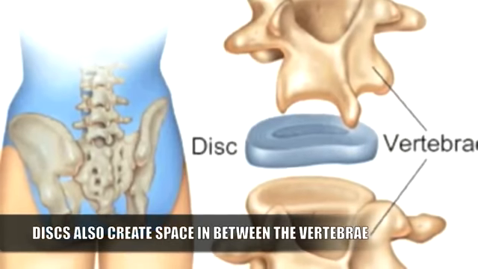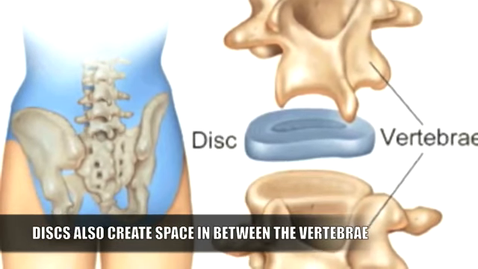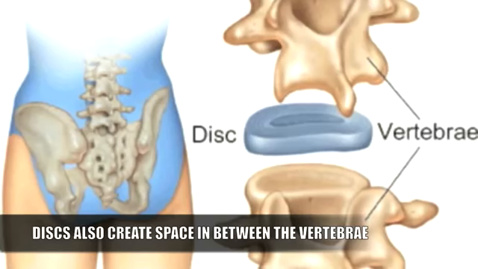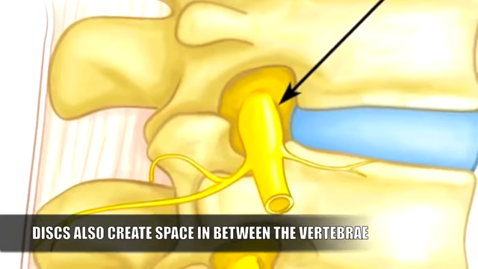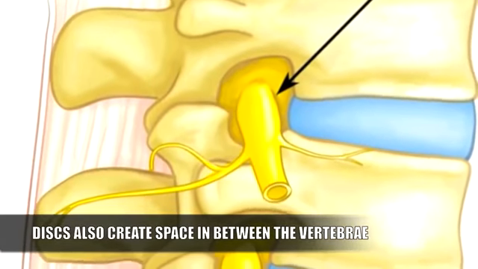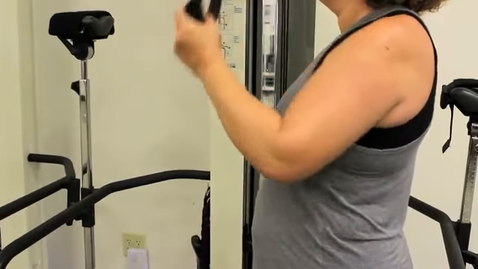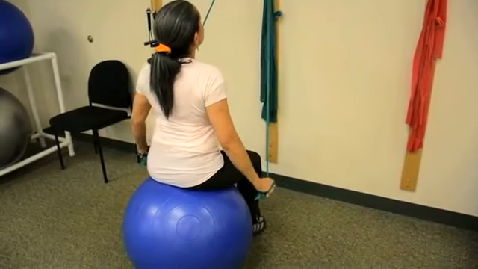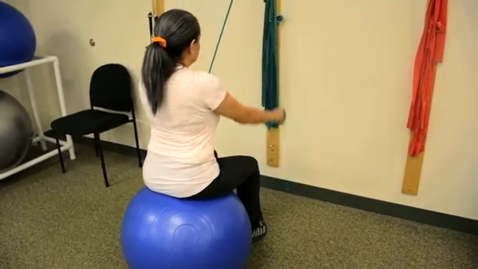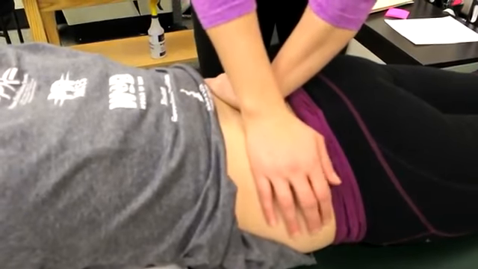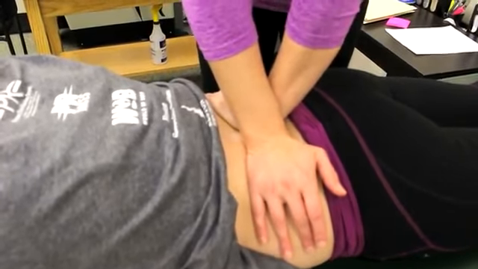Also, the disc creates space in between the two vertebrae. The space in between the two vertebrae is important because, as we'll talk about in a little bit, there's a nerve that comes out of that space, travels into your arm or your shoulder blade if it's your neck, your trunk if it's your upper back, and then your buttocks or your legs if it's your lower back. So the main purpose of the disc is to create that cushion and to create that space.